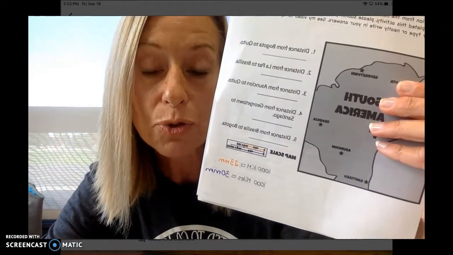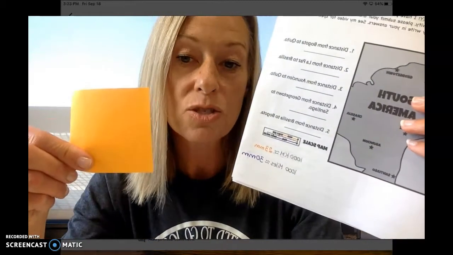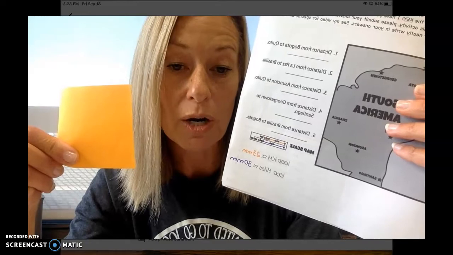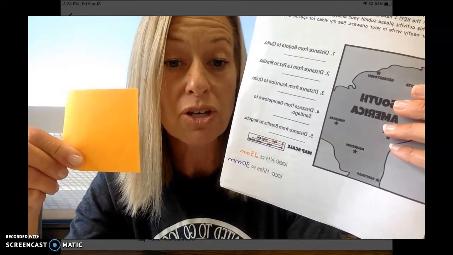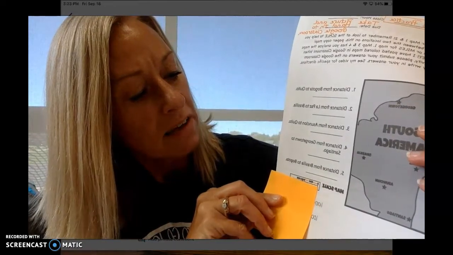If you do not have a ruler, then you can get a Post-it note like this, or if you don't have a Post-it note, you can tear a piece of paper out of your notebook, and you can use that. And then all you have to do is line it up on your scale.